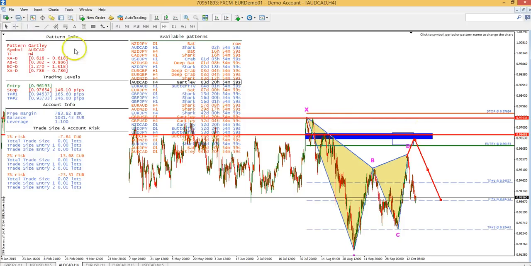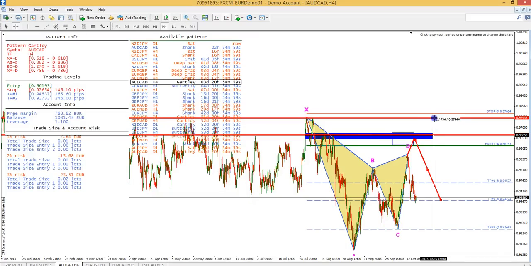So you'd be risking, let's just round it up, 80 pips to potentially net and gain 200 to 300 pips. So you're risking 80 to potentially make 200 to 300. It's a good 3 to 1, 4 to 1 risk ratio, right?